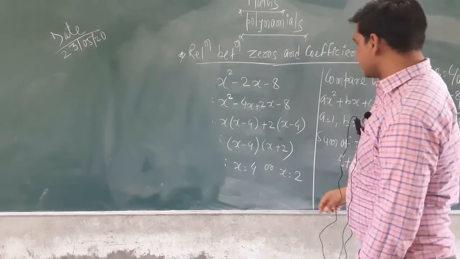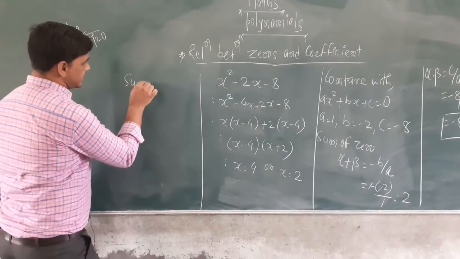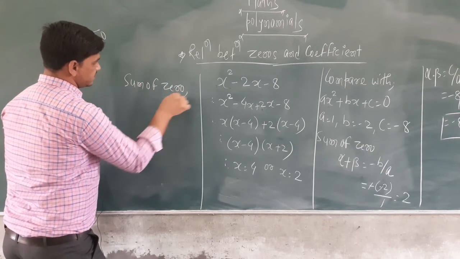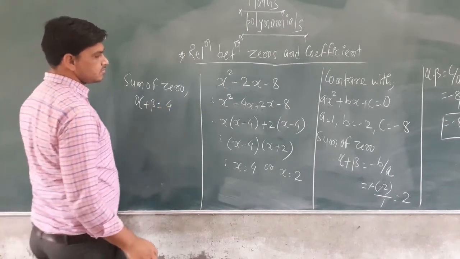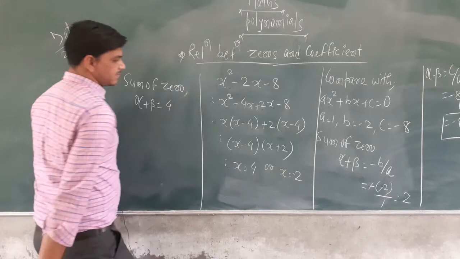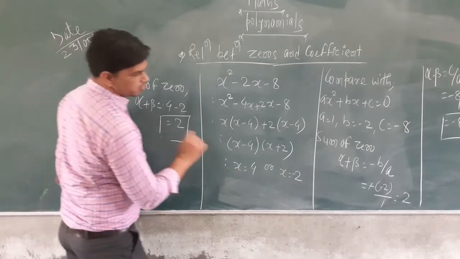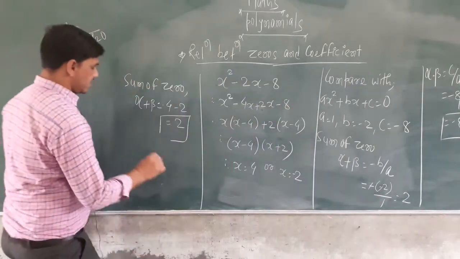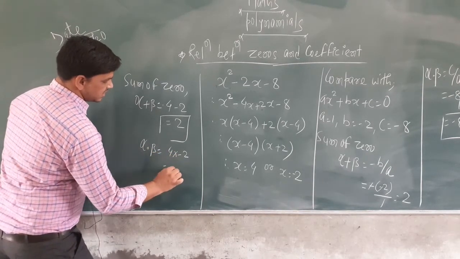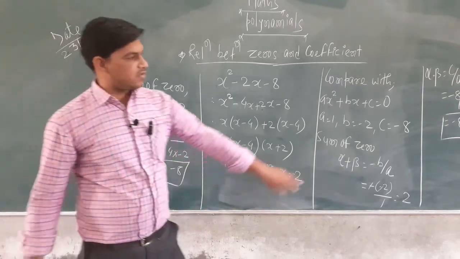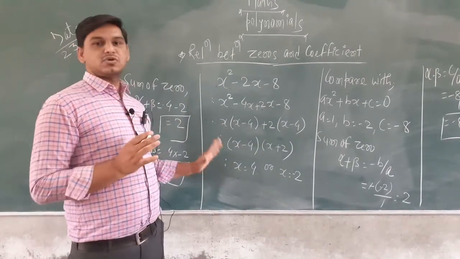Now, let us check this using the actual zeros. The sum of the zeros, alpha plus beta, is 4 and minus 2, so 4 minus 2 gives 2. Alpha plus beta equals 2. Now alpha into beta is 4 into minus 2, which is minus 8. So we get minus 8. This is how we check the relationship between the zeros and the coefficients.